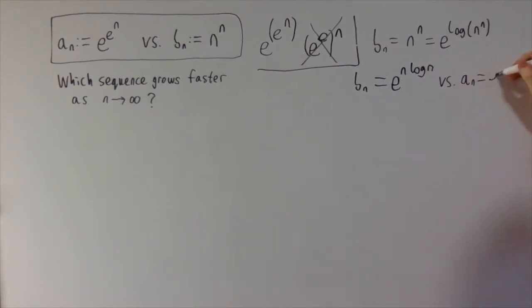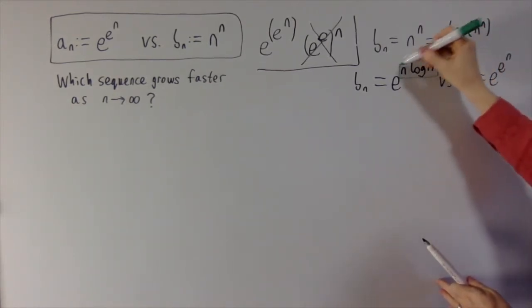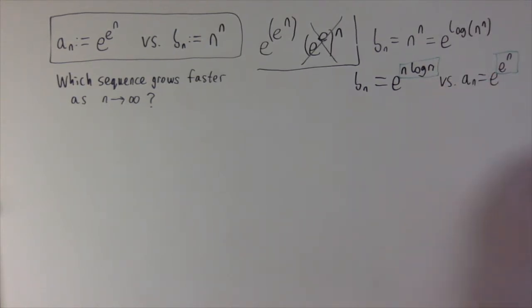And hopefully you can see here, because we've got e raised to the power of something and then e raised to the power of another thing, all we really need to do now is compare n log n with e to the power of n. See which one of these grows at a faster rate.